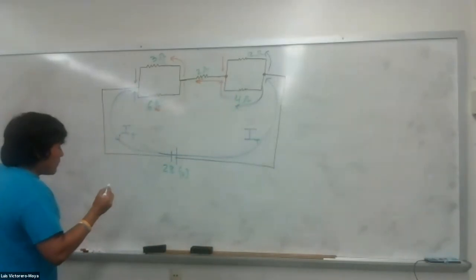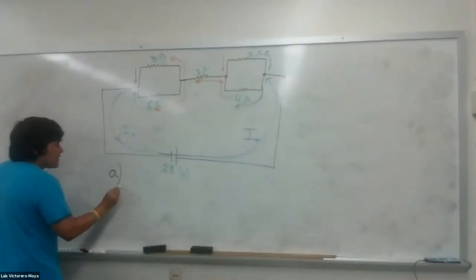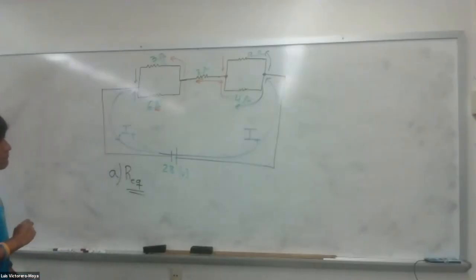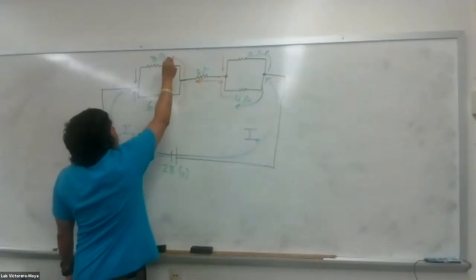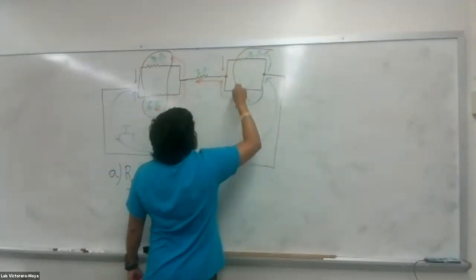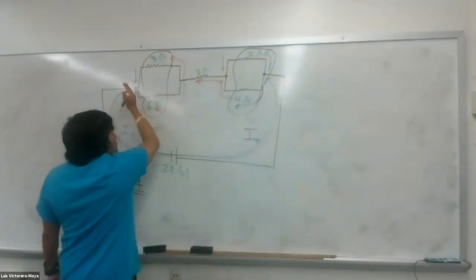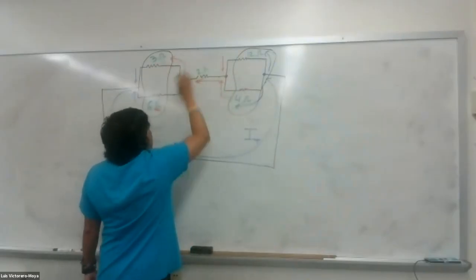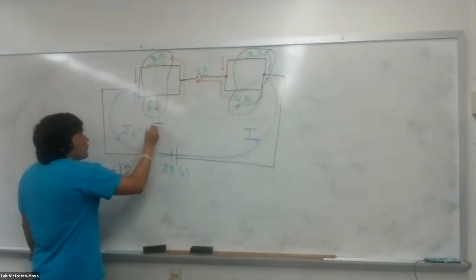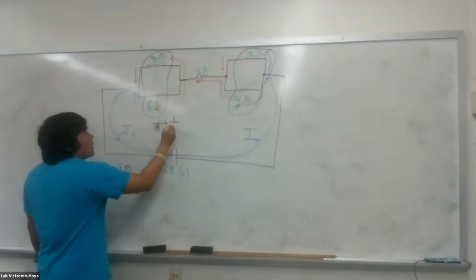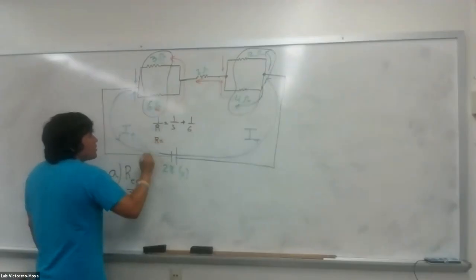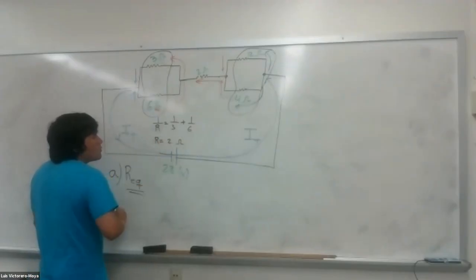Okay, so the first step will be to find the equivalent resistance. So first of all, we know that this is in parallel, and this is also in parallel, and then these all 3 are in series, right? So again here, 1 over R, 1 over 3, 1 over 6. If you do your math, this will be 2 ohms.